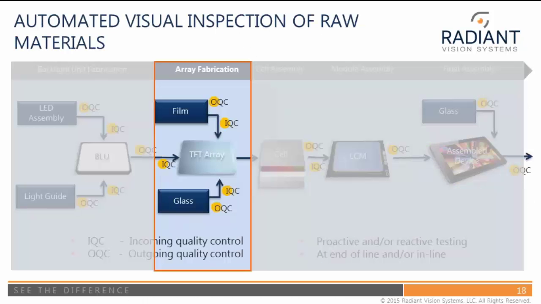We also need to do inspection of raw materials, and so there's an opportunity to do this. When the TFT array is being fabricated, it consists of both glass and film that's deposited with a photoresist process. We can essentially inspect every aspect of the glass and the film both on an outgoing and incoming basis to the factory that's creating the TFT array.